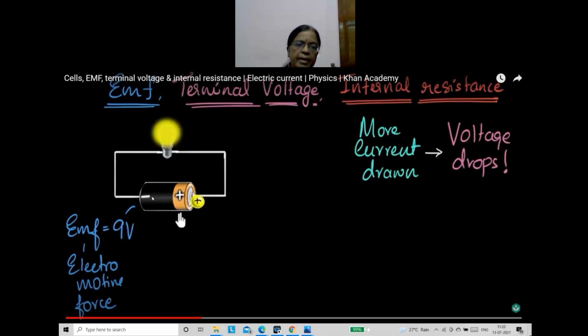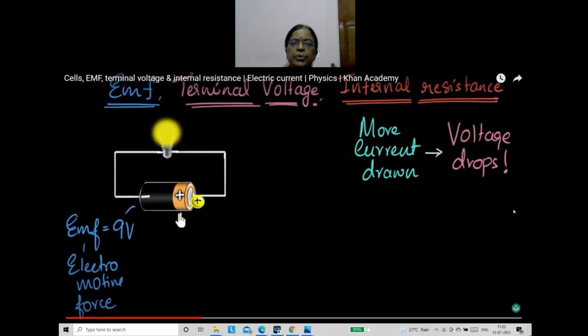Because of that, the energy is reduced, and instead of 9 volt, we always get a voltage less than that. Suppose it is showing 5 volt. Then 4 volt of energy is wasted in moving through this cell. So whatever voltage it shows now, when we connect a battery, it is drawing current. If this resistor is connected, that resistor will draw current from this.